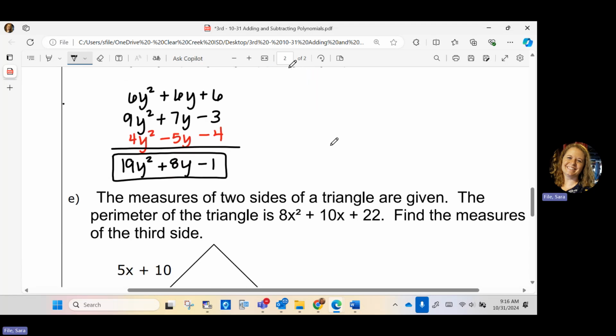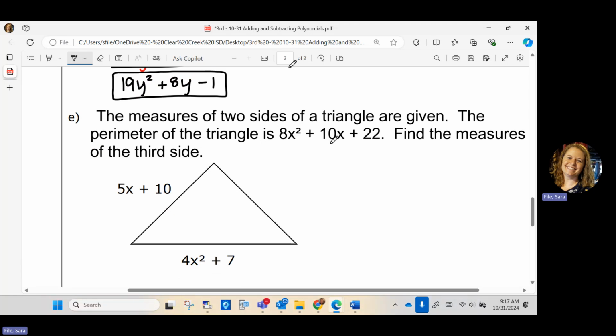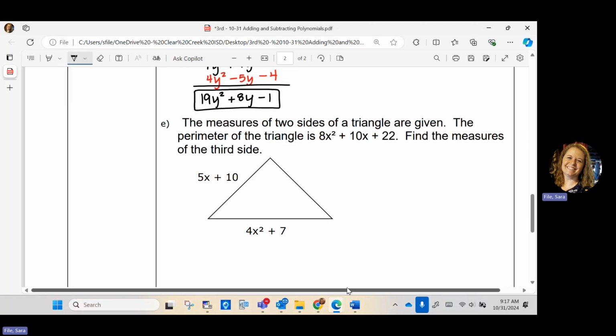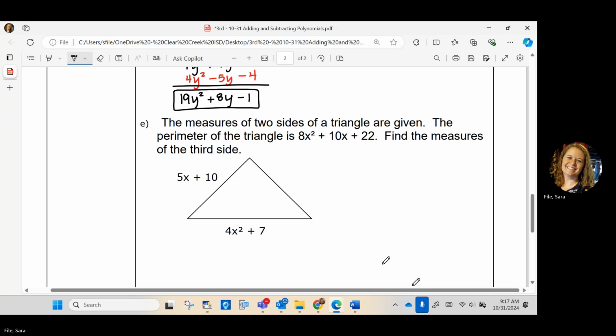All right, now this one's an application problem. They give you a triangle and they tell you 2 of the side lengths as expressions, and they give you the perimeter, and they ask for the third side length. What does perimeter mean? They've given me the perimeter. How do you find the perimeter? What's the formula, or what do you do to get a perimeter?